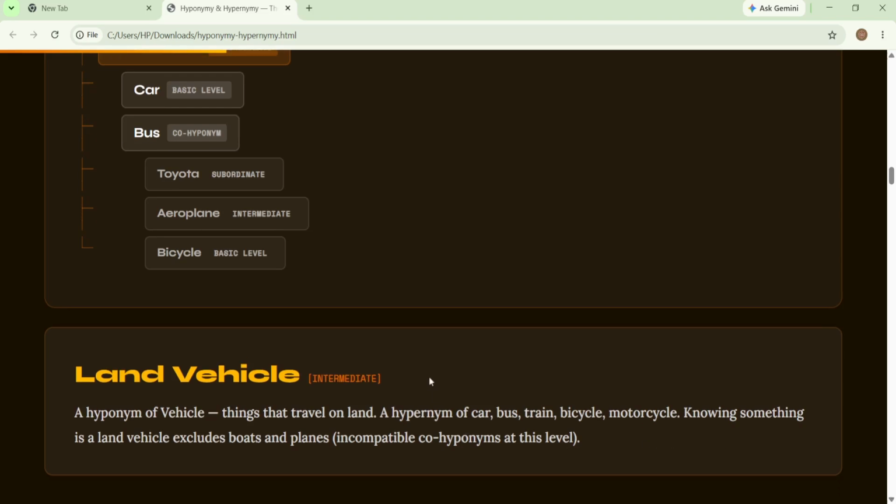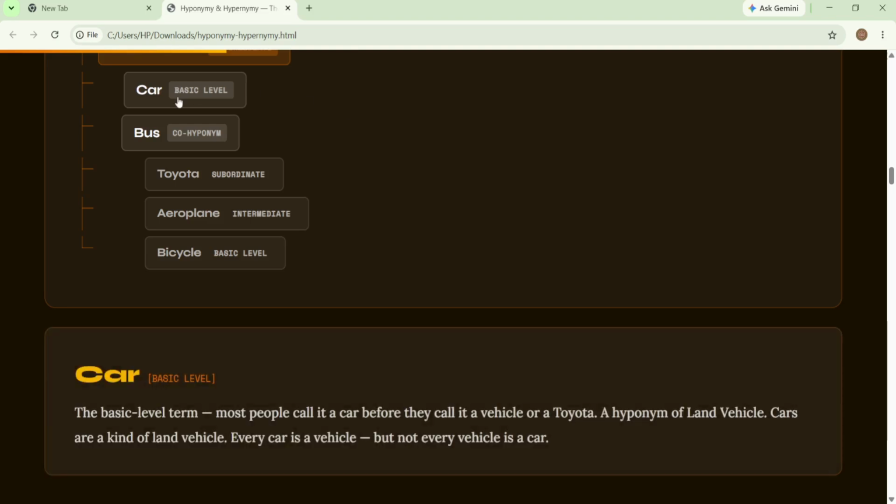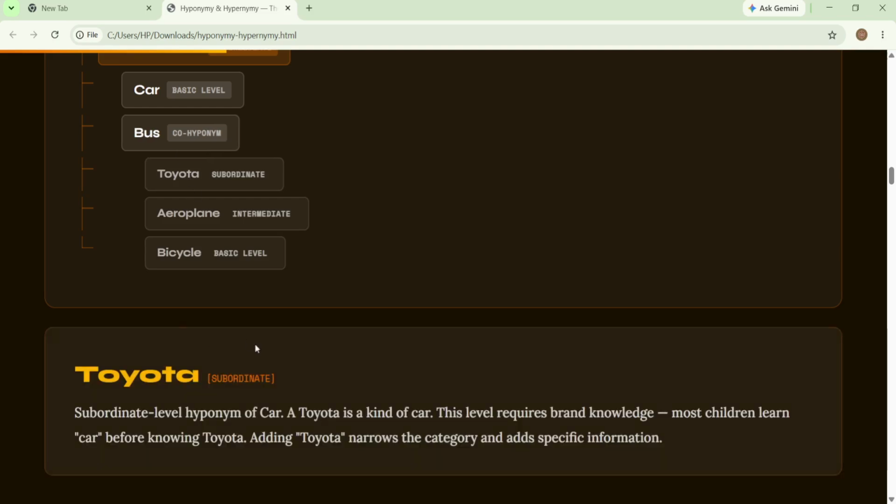A water vehicle would be a boat. We're dealing with land vehicles, a hyponym of vehicle, things that travel on land. Examples: car, bus, train, bicycle, motorcycle. Then car: it is a vehicle, and Toyota is a land vehicle. Cars are a kind of land vehicle. Then again a bus, then let's get to Toyota.